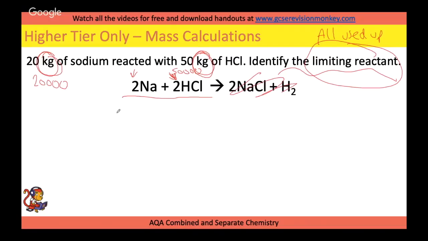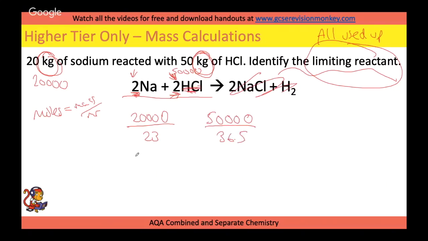Again, moles equals mass over MR. So to calculate the number of moles that we've actually reacted together, we do our 20,000 divided by 23, ignoring the 2 because we talk about this later. And then the 50,000 divided by the relative formula mass of these two, which is 36.5. So we get an answer of 869.565 moles reacting with 1369.86 moles, and we need to find out which one we've added too much of.